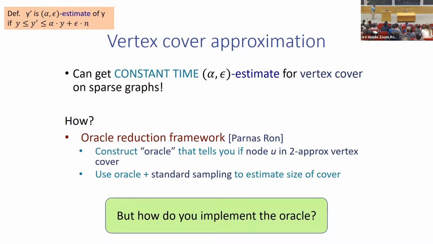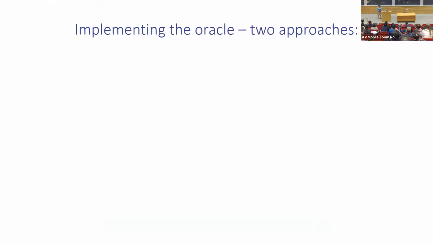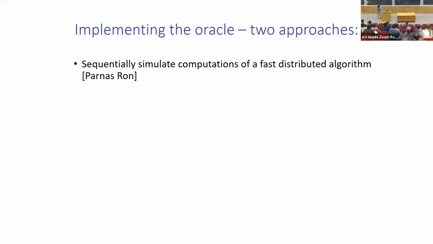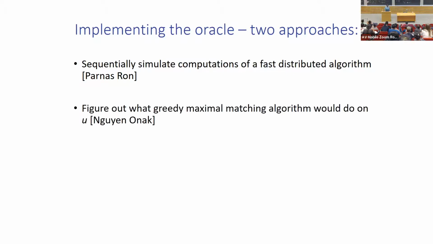And I'm going to show you 2 ways to think about it, or 2 ways that have been somewhat successful in doing these things. The first one is to sequentially simulate the computations of a fast distributed algorithm. This is an idea of Parnas-Ron, and it's often referred to as the Parnas-Ron reduction. It's a simple idea, but it's been very powerful.